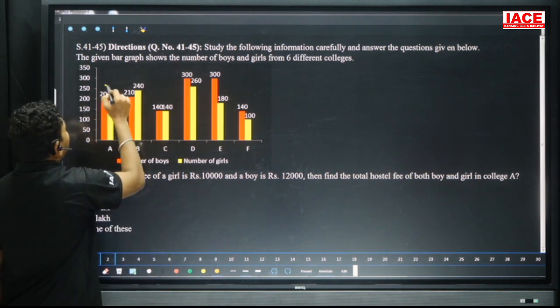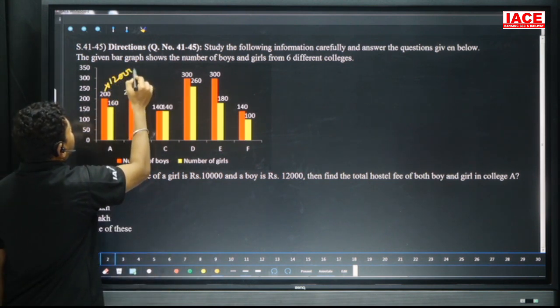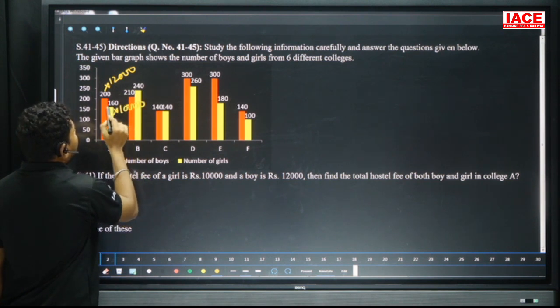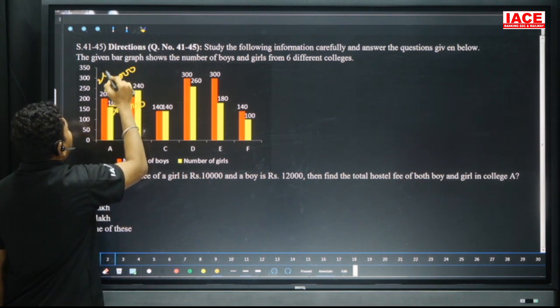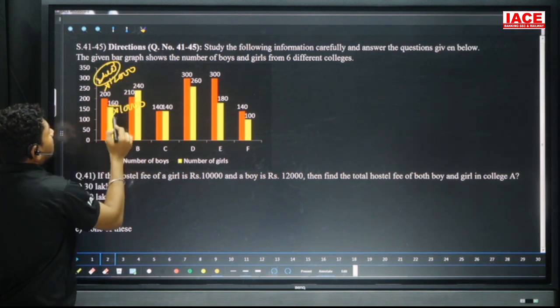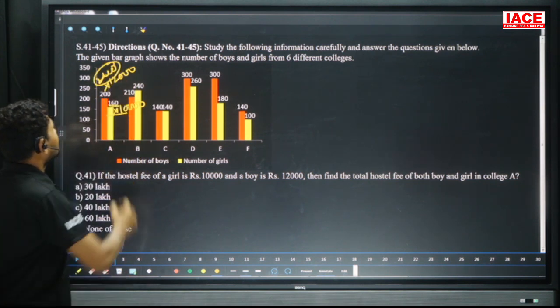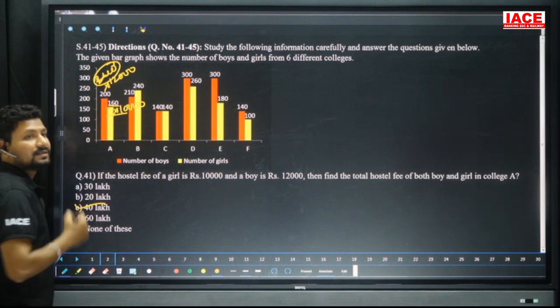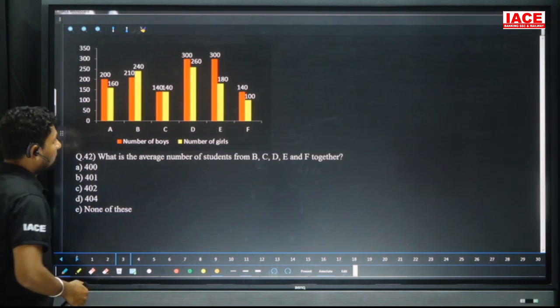So it is 2 into 12,000 and 160 into 10,000. So 240 plus 160, which is 40 lakhs. Then the option is C here. Move to the next one.